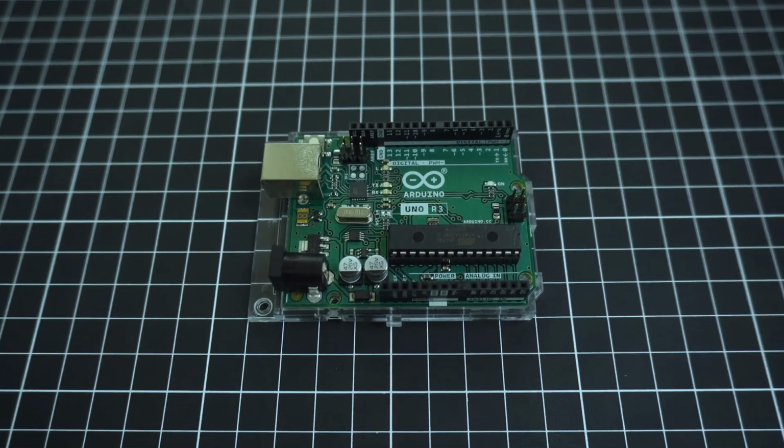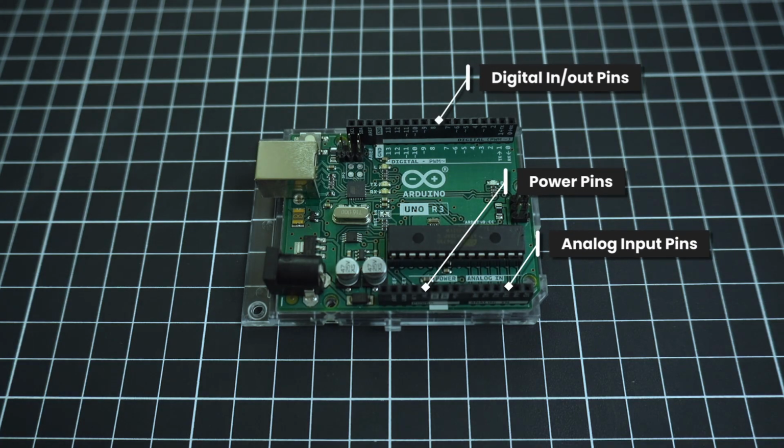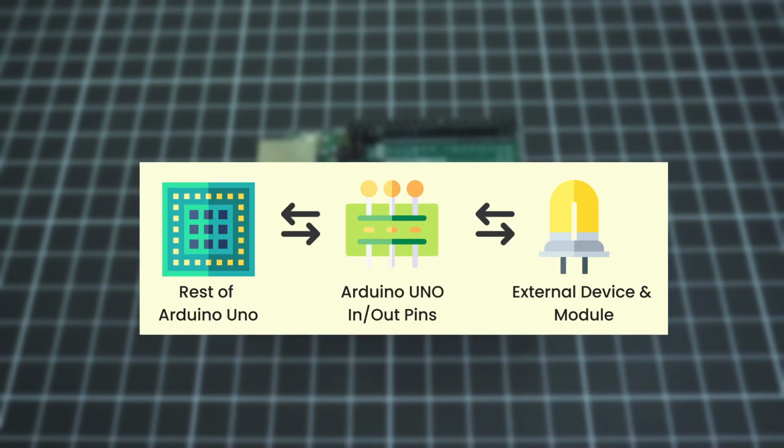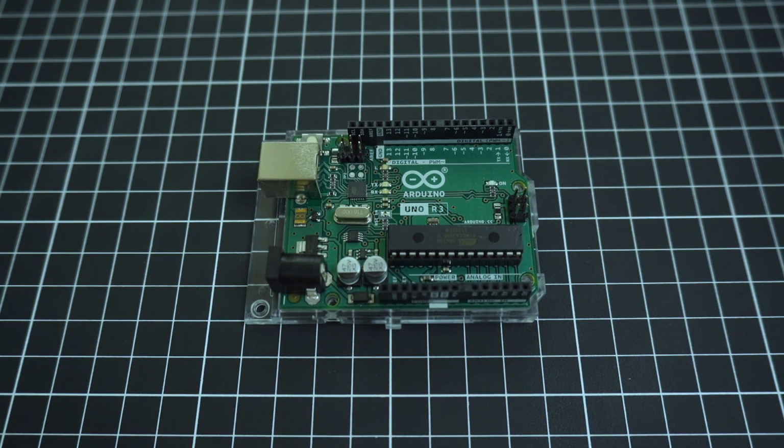Now that we have covered the main functional sections of the Arduino UNO, let's move on to the input and output pins. These pins act as the primary interface between the microcontroller and the external world. They allow the board to read signals from sensors and control various external devices.